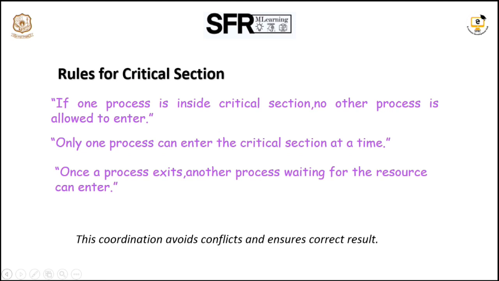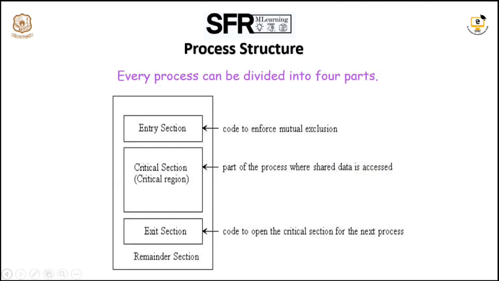Rules for critical section. If one process is inside the critical section, no other process is allowed to enter. Only one process can enter the critical section at a time. Once a process exits, another process waiting for the resource can enter. This type of coordination avoids conflicts and ensures correct results.